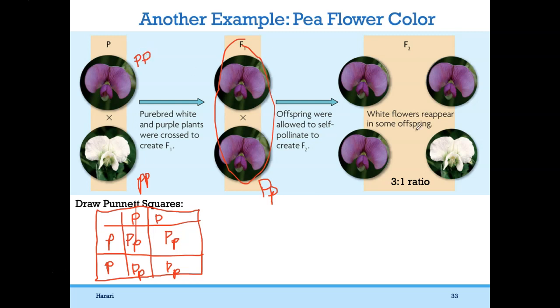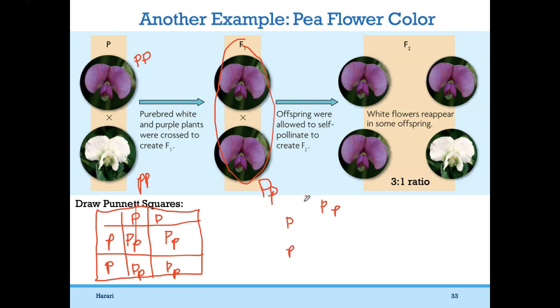So now I want you to pause here and show me the cross that generated these F2. I want you to show me a Punnett square that illustrates the mating of two F1 flowers, the self-fertilization of an F1 flower, to generate the F2 offspring. So you should pause here and draw a Punnett square. We're doing the mating of two heterozygotes. So this time we're doing big P, little p, times big P, little p.